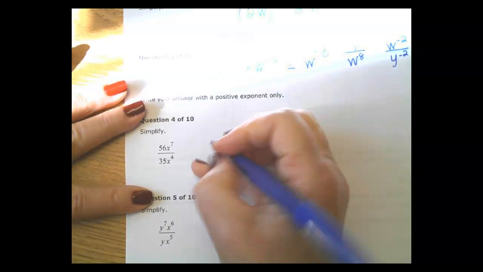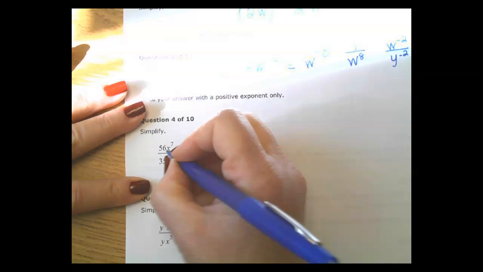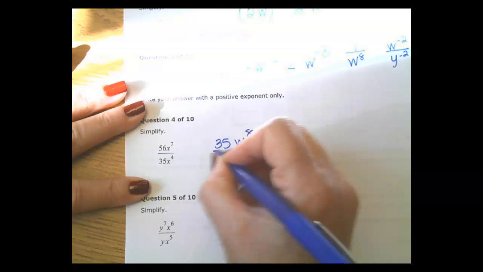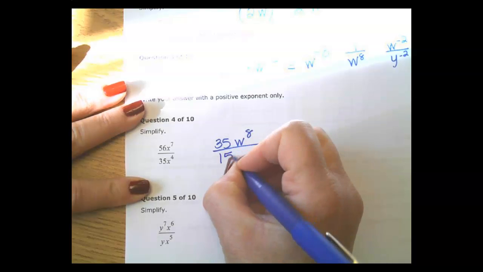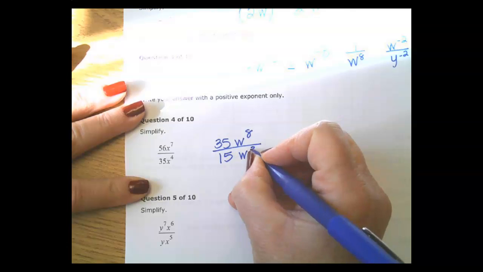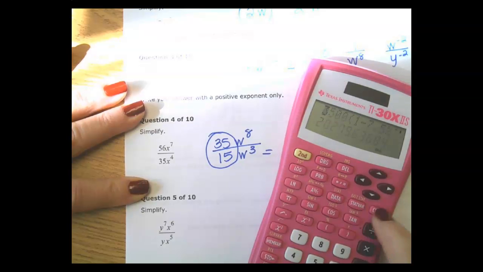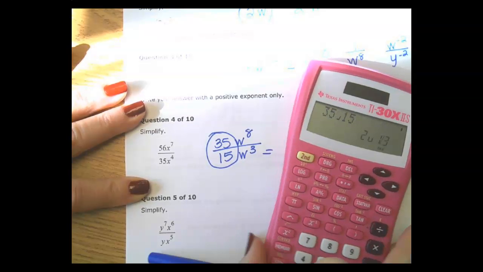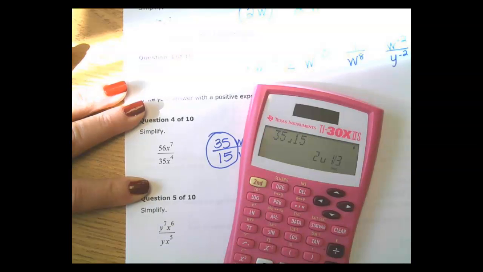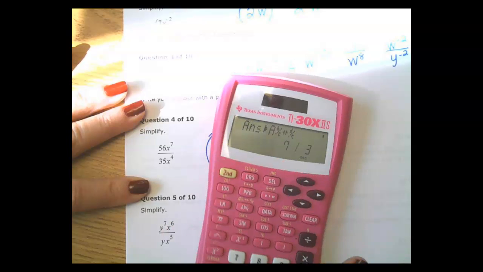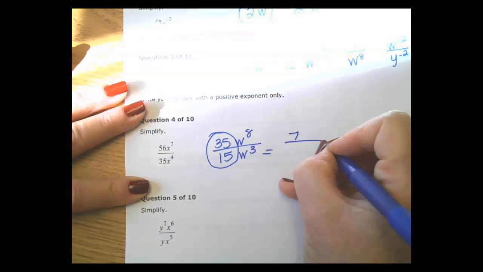This one, you're going to simplify what you can. So let's do 35w to the 8th over 15w to the 3rd. I'm going to simplify that. And to simplify that, all I'm going to do is go 35, ABC, 15. And it's going to say 2 1/3, but I don't need it to look like that. I need it to look like a fraction, an improper fraction. So I'm going to hit that second key again, hit this key again, and get 7/3. So I end up with 7/3.